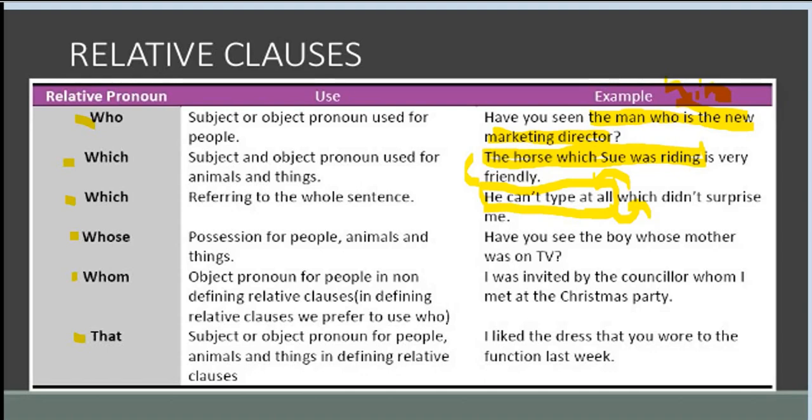Okay, for possession we use whose. Possession of people, animals or things, it doesn't matter. Have you seen the boy whose mother was on TV? So whose mother and boy has the possession function, let's say. So the boy's mother, boy whose mother was on TV. So you can see that the mother belongs to the boy.